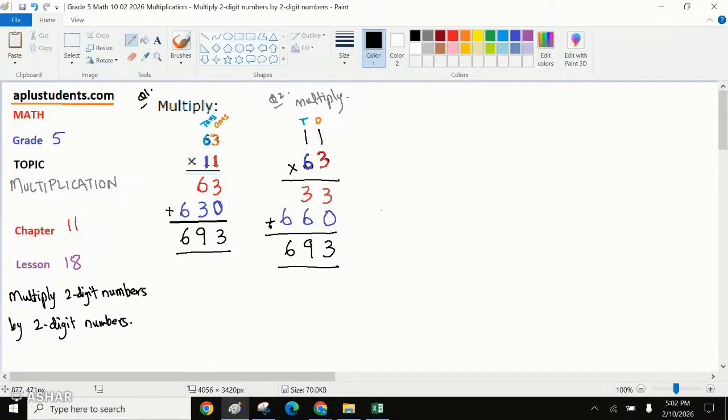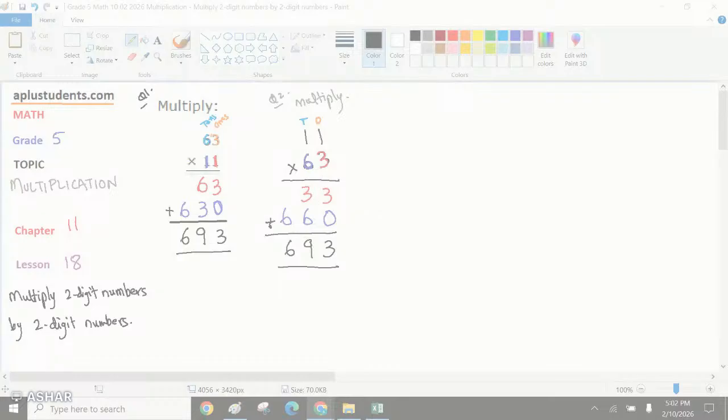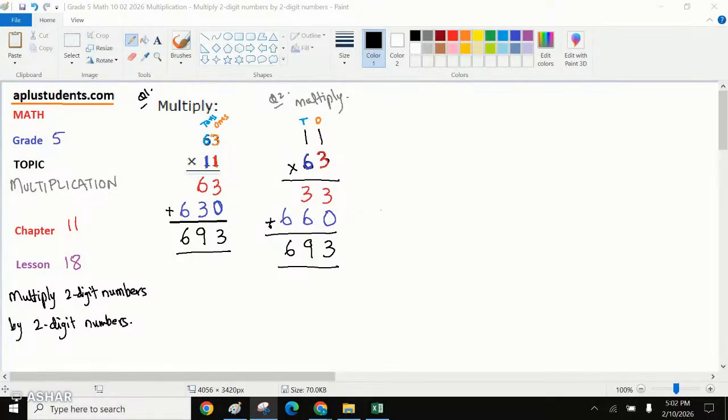We multiply two numbers together, right? 63 multiplied by 11 would always be equal to 11 multiplied by 63, right? Let's have a look at another question. So the next question says multiply 88 multiplied by 10, right? So we already know the rule for multiplying numbers ending with a 0, right? We can directly do this because we know the rule.